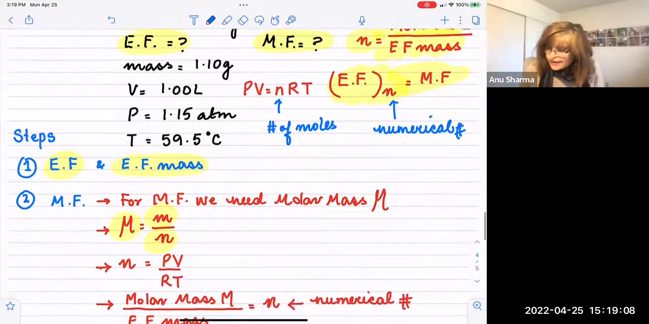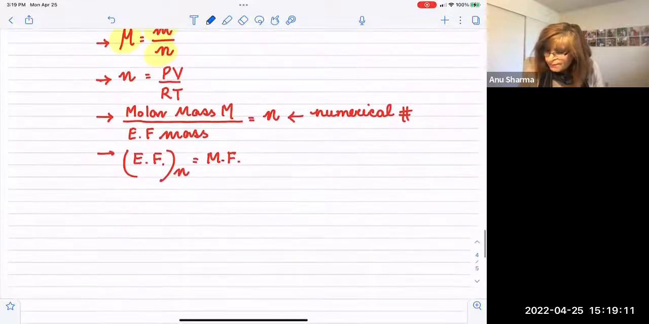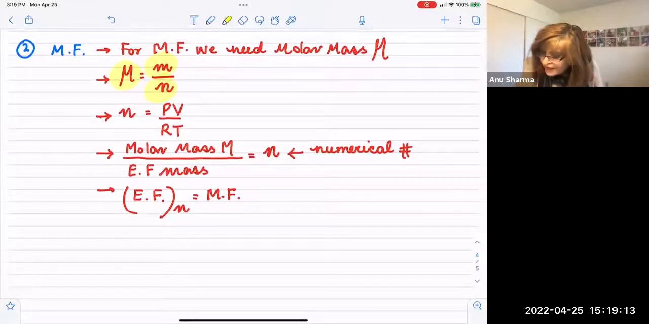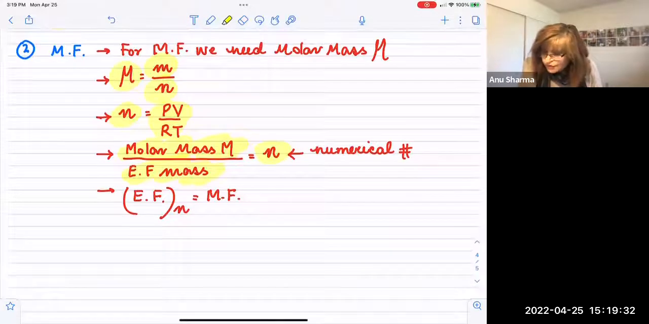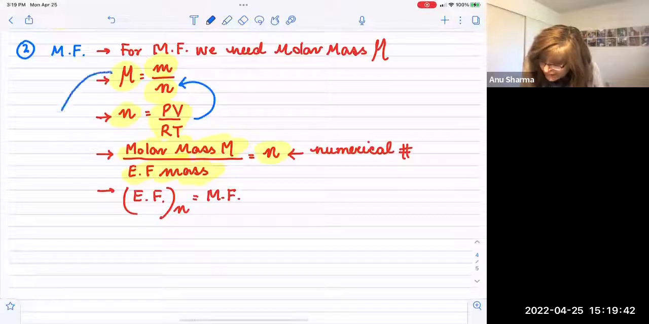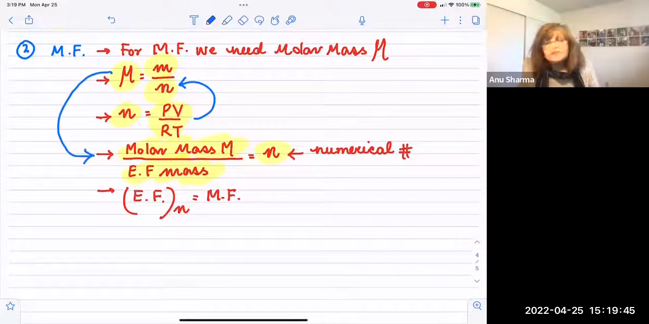Okay, so the number of moles can be found by using the ideal gas law, and we have n equal to PV over RT. Using this formula, you can get the number of moles. Next, we know that the molar mass over the empirical formula mass is that n, the n that you get. Actually, this n you get from here, you are going to apply here. And when you get the molar mass, then you bring that molar mass value here. So this is the way we are doing that.